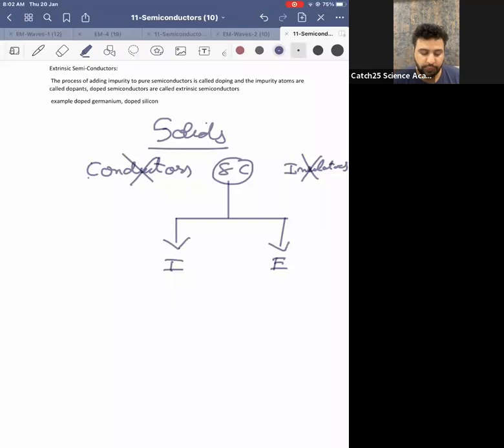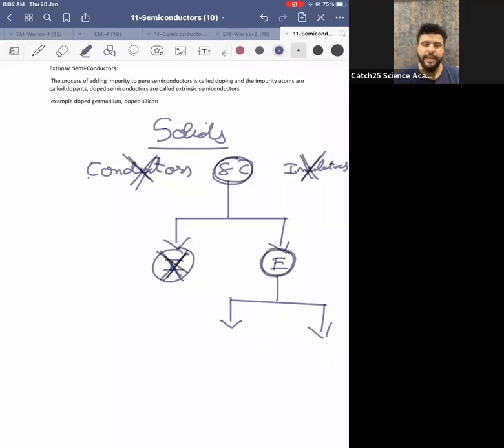Now we will not study anything about intrinsic anymore because we cannot do anything, it is pure. We will study about extrinsic semiconductors or doped semiconductors. Please understand the flow. We stopped studying conductors and insulators, and started studying only semiconductors. In semiconductors, I had intrinsic and extrinsic. I stopped studying intrinsic. In extrinsic, I have two types: N-type semiconductor and P-type semiconductor. Don't write, just listen.